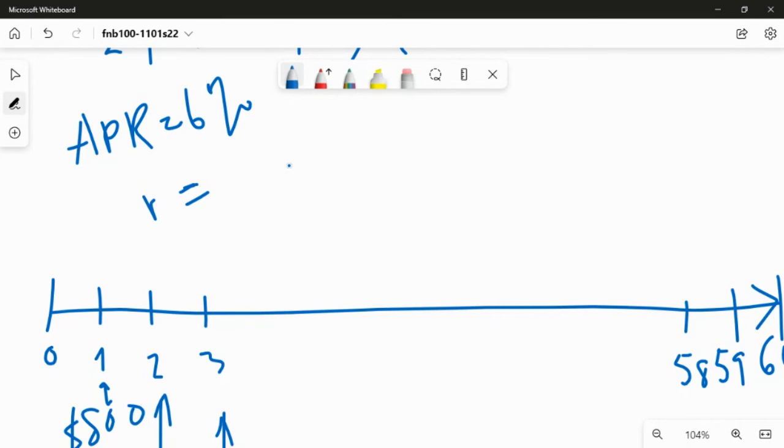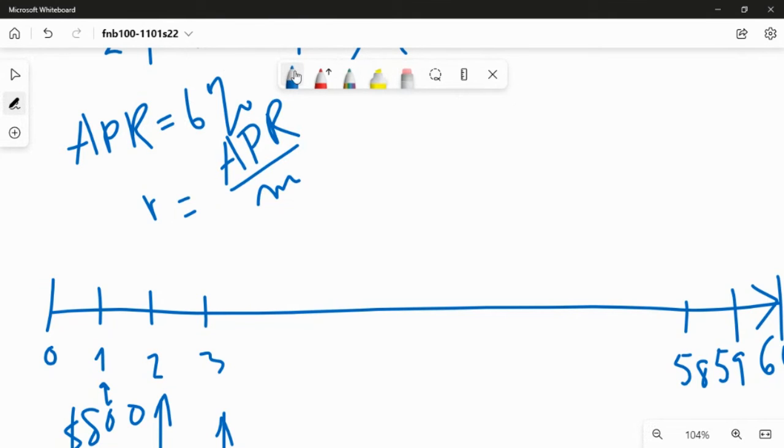I'm a little lost after that. I don't know what number I have to multiply by. What is the periodic rate? What is R? So R is, you'll have to divide APR by M. And M is what? It's monthly. We are making monthly deposits, so it's 12.